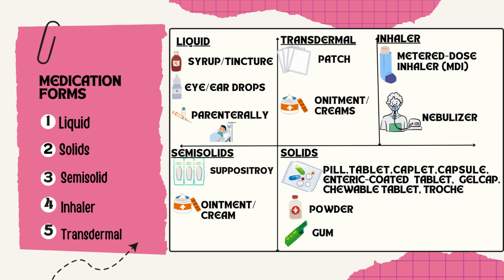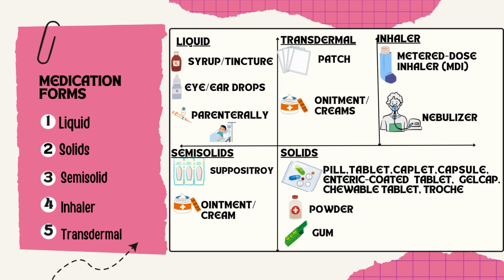Inhalers are usually aerosol, such as a metered dose inhaler or powder inhaler. A nebulizer is a liquid medication that is also inhaled. Transdermal medications are designed to be absorbed through the skin. Examples include patches, creams, and ointments.